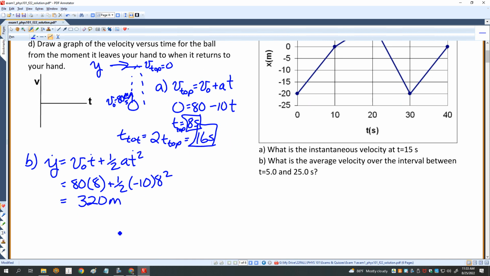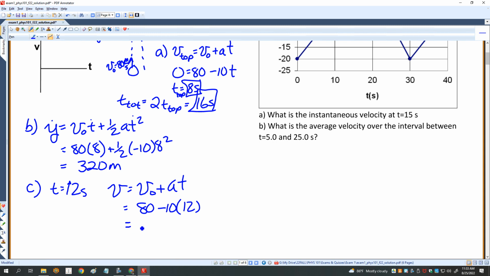And then finally, for part C, I want to know what is the velocity at 12 seconds. Well, I give you the time, t equals 12 seconds. So I just say v is equal to v naught plus a times t. That's equal to 80 minus 10 times 12, and that's going to be 80 minus 120, so it's minus 40 meters per second. It's in the downward direction.